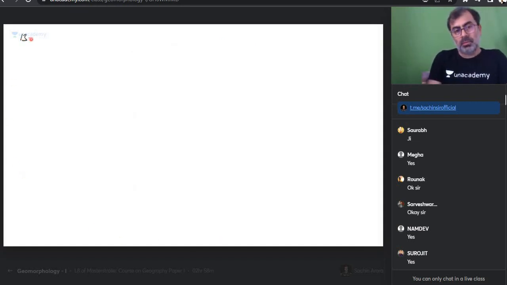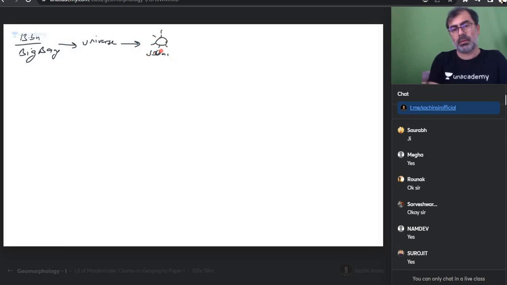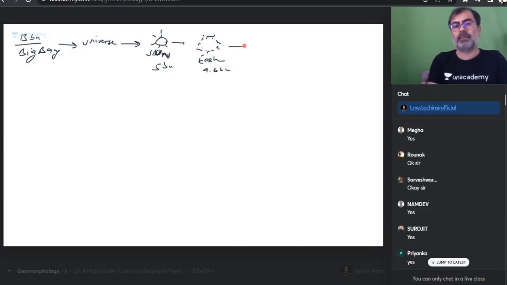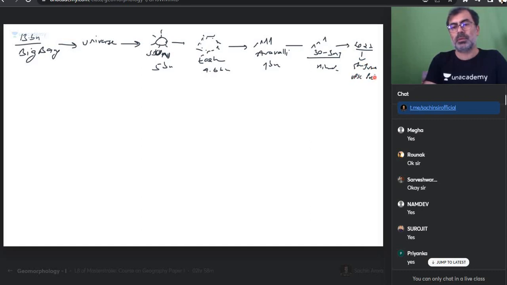So 13 billion years ago, Big Bang. Universe. Sun, 5 billion years ago. Earth as a molten fireball. Remember? Earth, 4.6 billion years ago. Aravali, 1 billion years ago. Himalaya, 3 million years ago. 2022, 5th June, UPSC prelims. Okay?